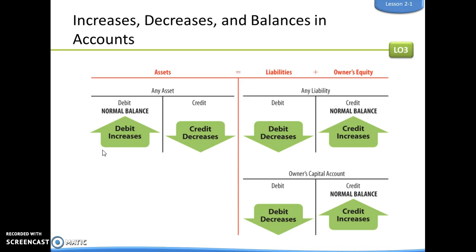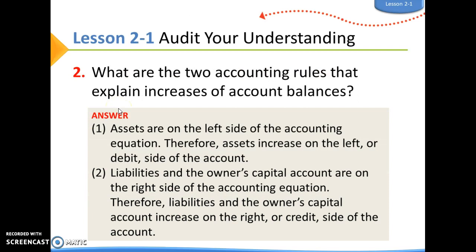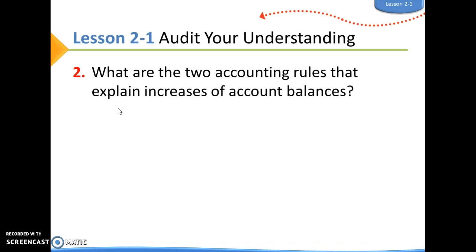I know. We're almost done. Okay, if you're not finished, you can finish it later. So the last question here, what are the two accounting rules that explain increases of account balances? Think about it. Think about the accounting equation. If the normal balance explains the increases of account balances. Debit and credit.